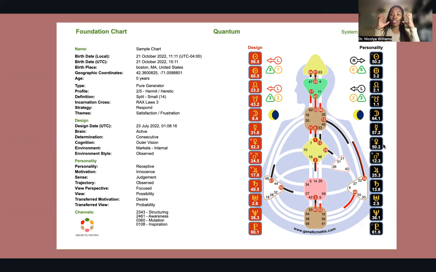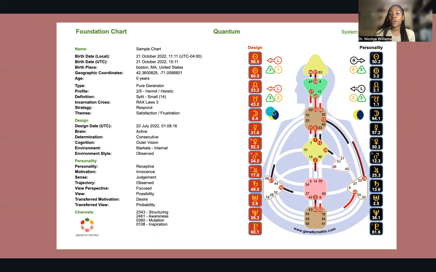So once you're born, all of this stuff is stamped. And actually your design side is stamped about 88 to 90 days before you're born. Okay. And this is what determines the planet placements and all of these different numbers. Okay. And they speak to your channels and your gates, all of the things we'll talk about in a moment.